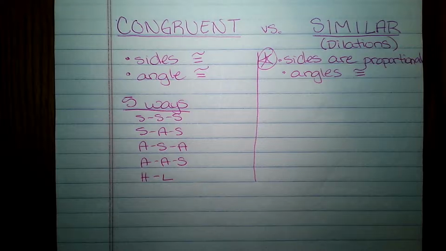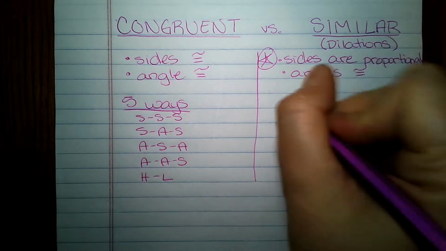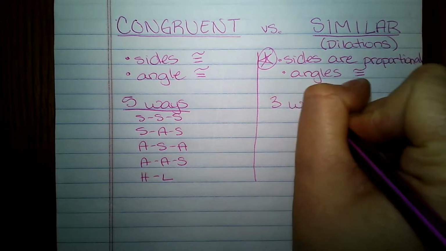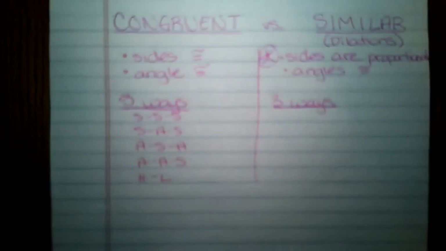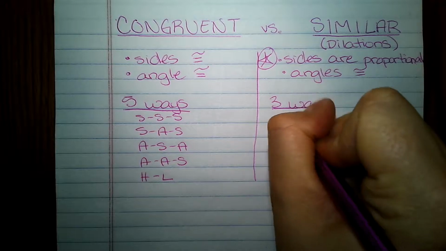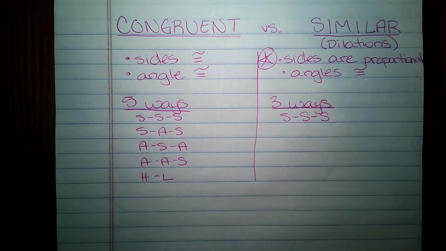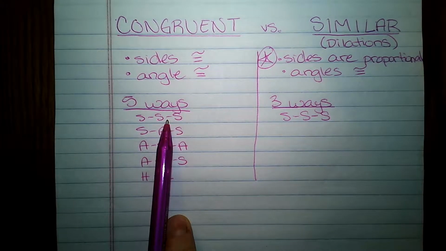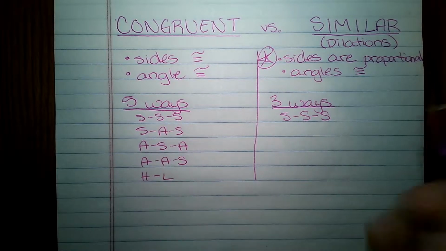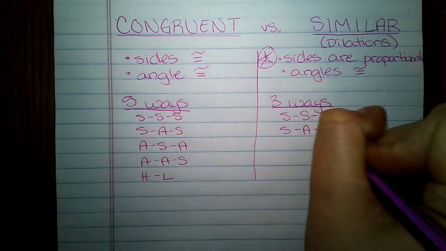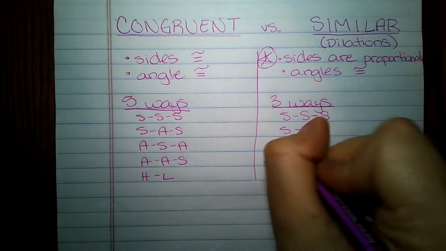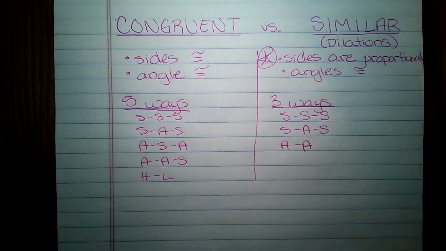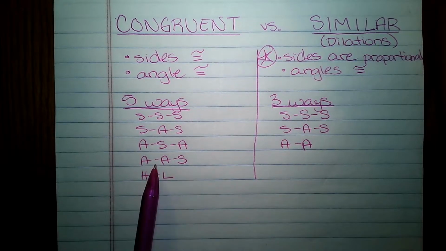We're going to talk about in this video lesson, there's only 3 ways to determine if two triangles are similar, not 5 ways. And those 3 ways are SSS. So that's common between congruent and similar. SAS. That's common between congruent and similar. And AA. And that's kind of common between congruent and similar.